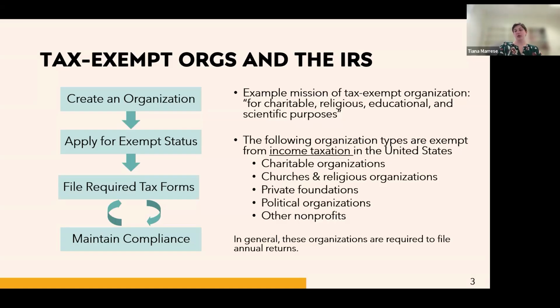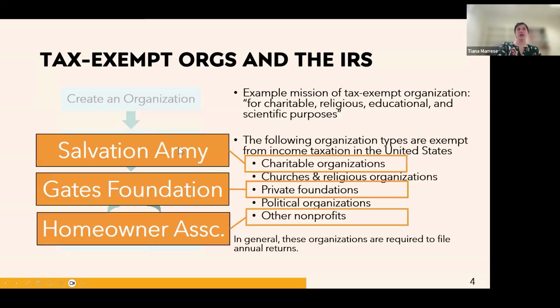So organizations that you might think about when it comes to the nonprofit sector, often one of the largest that people think about are charities or charitable organizations. We also have churches and religious organizations that would fall under tax exemption, in addition to private foundations, political organizations, and other nonprofits. This would include organizations like the Salvation Army, as well as the Gates Foundation and the homeowners associations or the parent-teacher associations.